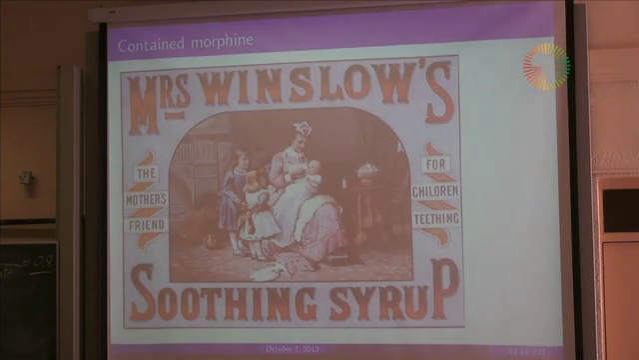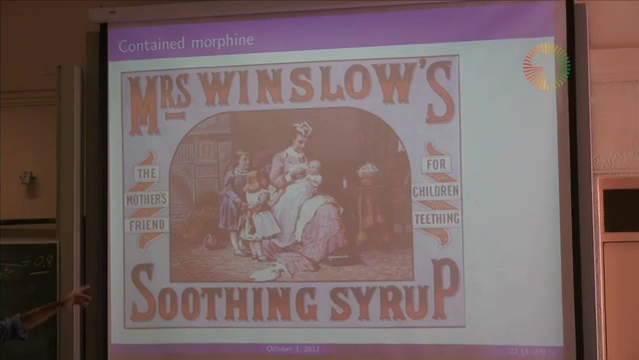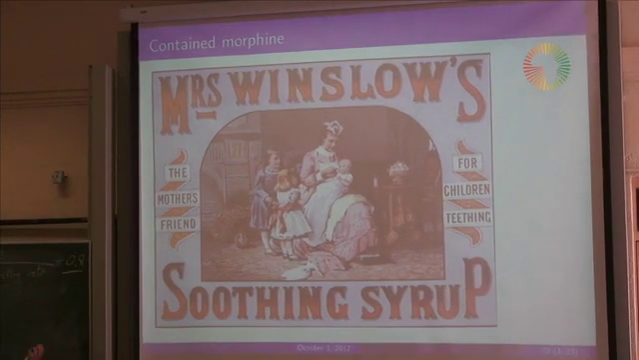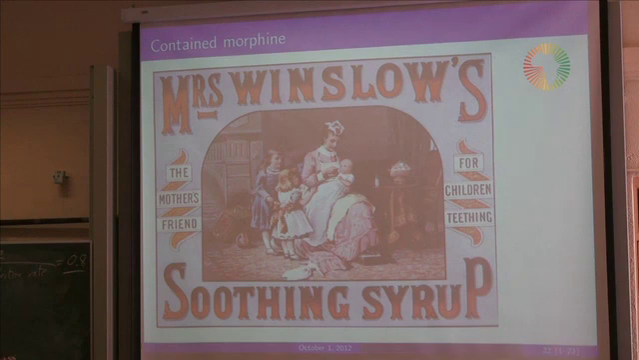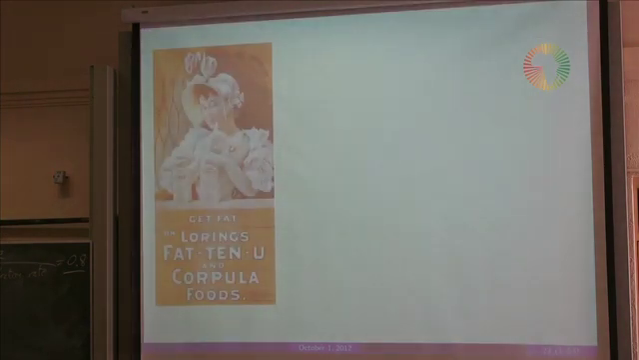And this is a nice one. Soothing syrup. This is for children teething. This had morphine in it. And they used to sell this for kids and had dangerous stuff in it. The mother's friend. Isn't that lovely? Yeah. This is my favourite. Get fat. Fatten you.